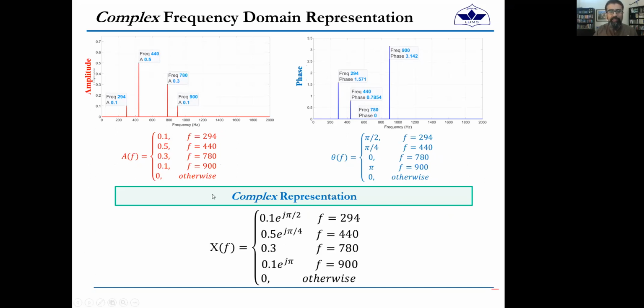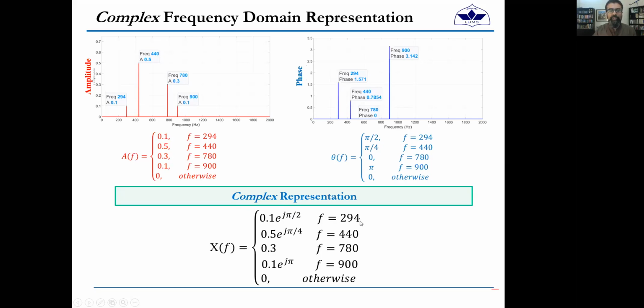And a nice way I can combine these two, amplitude and phase, together into one compact representation is through a complex representation. So in other words, I can say this has a complex number which has an amplitude of 0.1 and a phase of pi by 2, right? And you combine this together into this functional form.